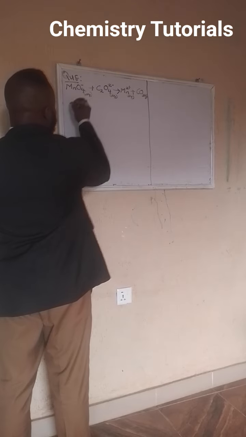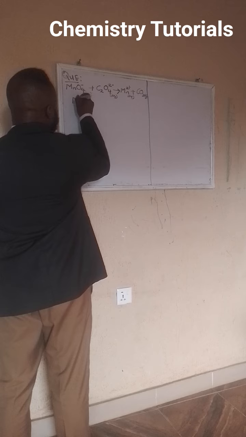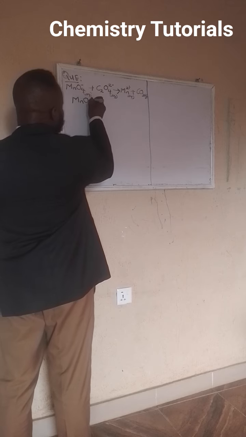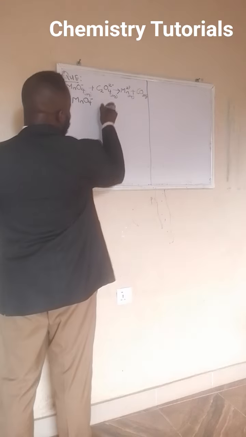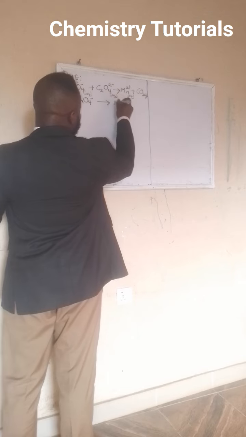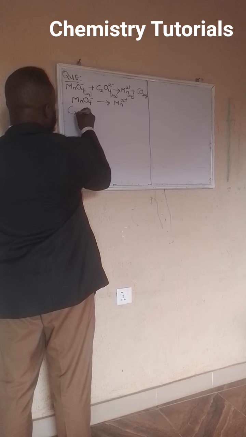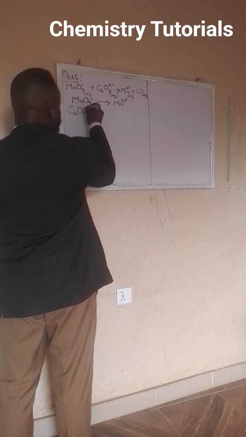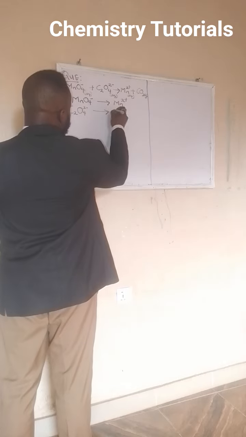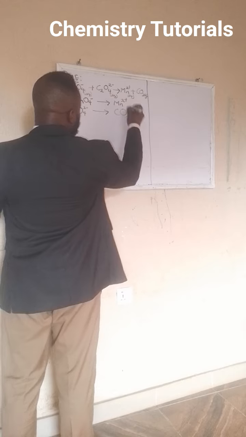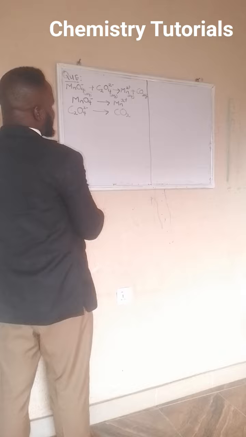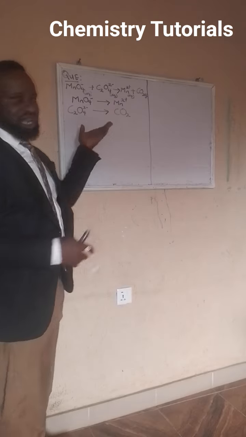Okay, so we are going to write out the equation into their respective processes. So I have MnO4⁻ to Mn²⁺, and C2O4²⁻ to give CO2. Okay? So I've split the reaction.